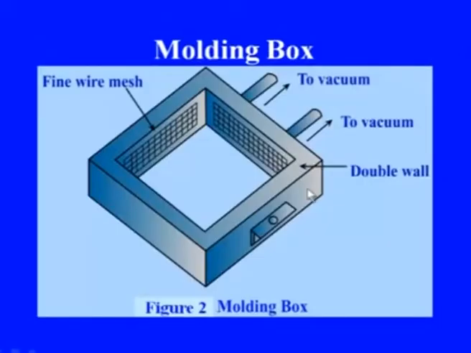This is the molding box arrangement. This is the double wall arrangement, and these are the two openings to the vacuum arrangements. This is the fine wire mesh. Now, let us see the process description. The process sequence of the vacuum assisted evaporative pattern casting is shown in figure 3.